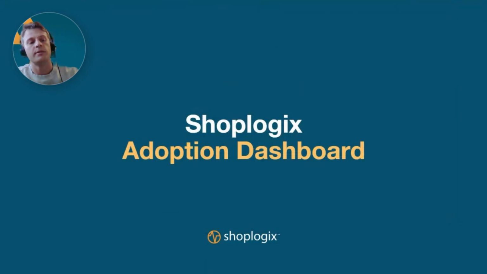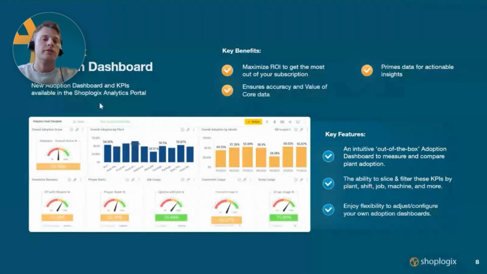So now I'll take you into some of the new things that we've launched around that digital adoption dashboard. This is just a quick snapshot to give you a visual of what the dashboard looks like. But essentially, we have a new out-of-the-box dashboard and a set of KPIs that are available in this analytics portal. Some of the key benefits of using this dashboard include maximizing your ROI, as we talked about previously, so getting the most out of your subscription to make sure you're activating the key features within the system.